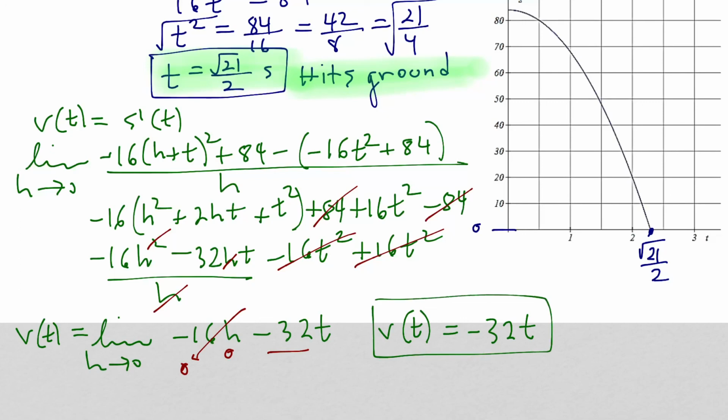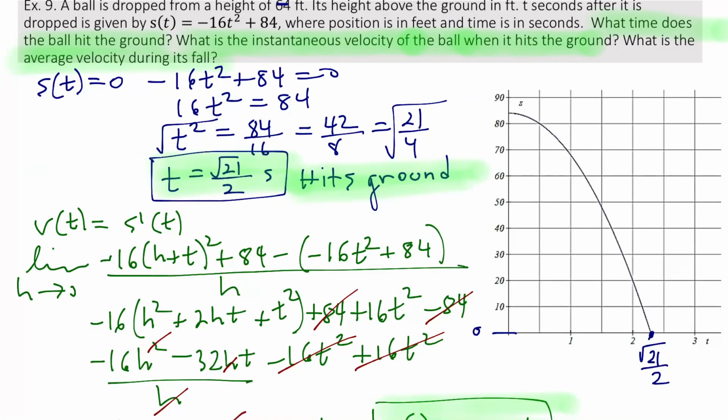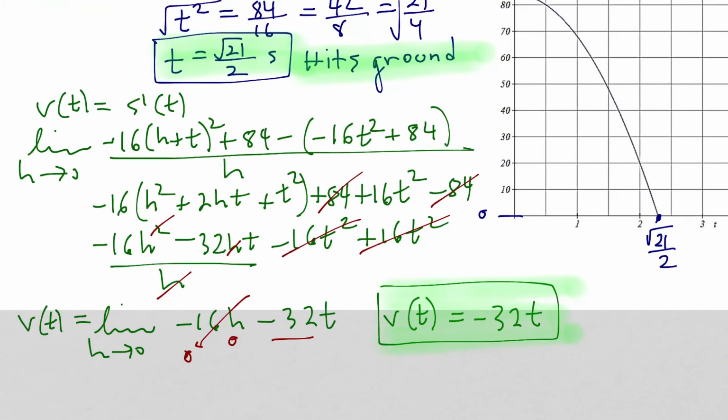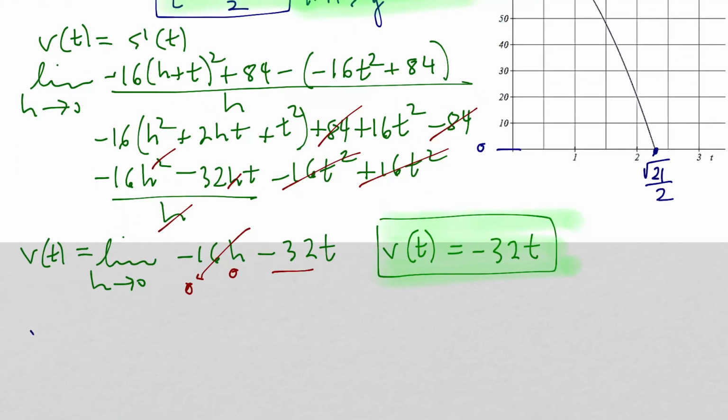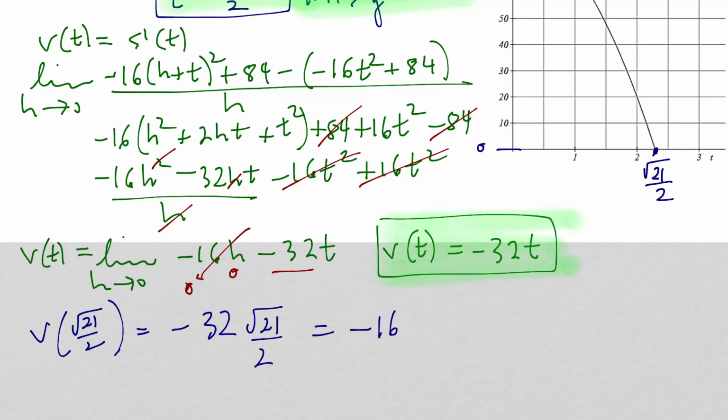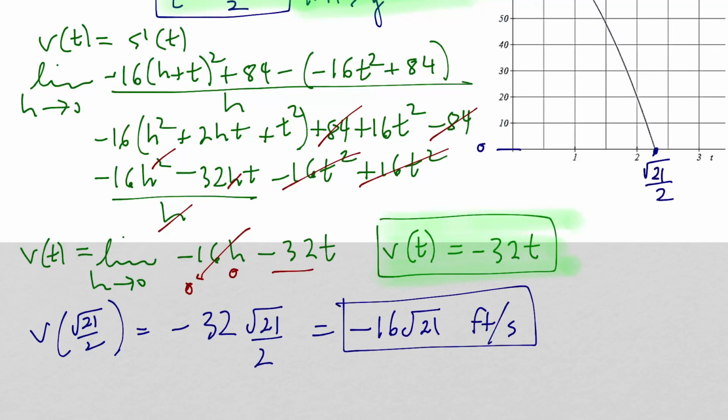So I have a new function, my velocity function, which is the first derivative of my position function. So now we can substitute the time that it hits the ground to find the velocity of the ball when it hits the ground, now that we have the velocity function. All right, so v of root 21 over 2 is equal to negative 32 times root 21 over 2, which is equal to negative 16 times root 21 feet per second. Okay, so this is the velocity as it hits the ground.